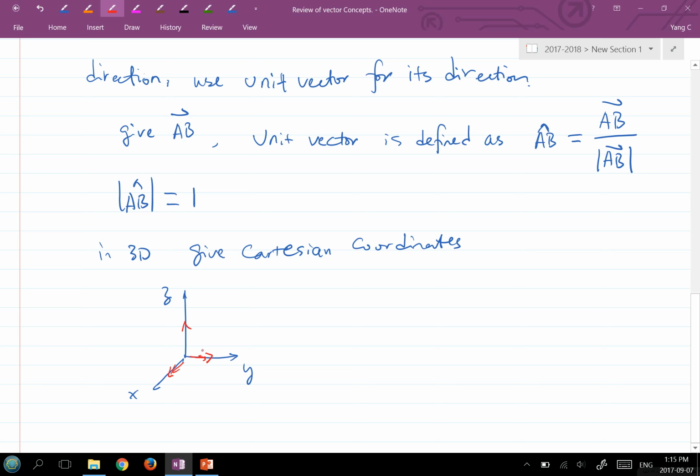So 1, 2, 3. The first one, along the x-axis, is called I hat, then this one is called J hat, and this one is called K hat. These are the 3 most common unit vector notations that you will see in this class. So I hat, J hat, and K hat.